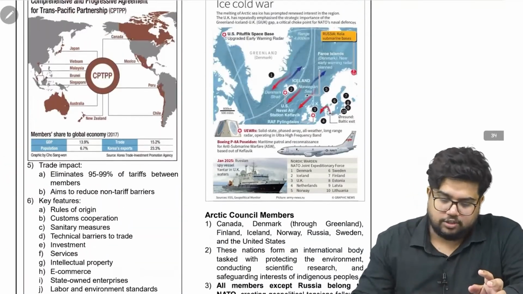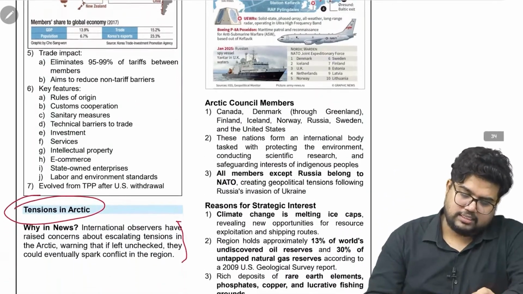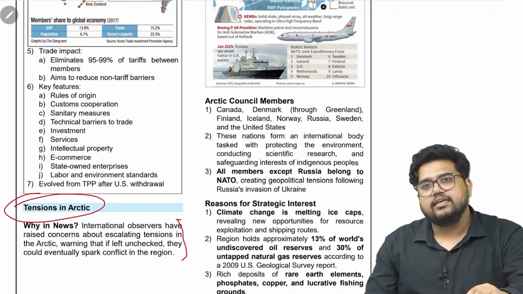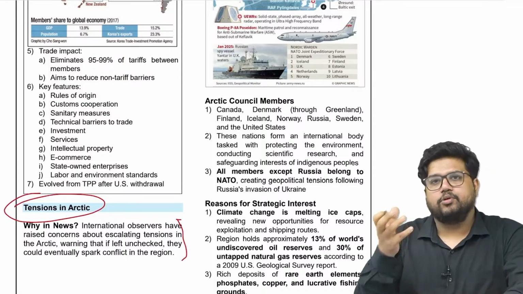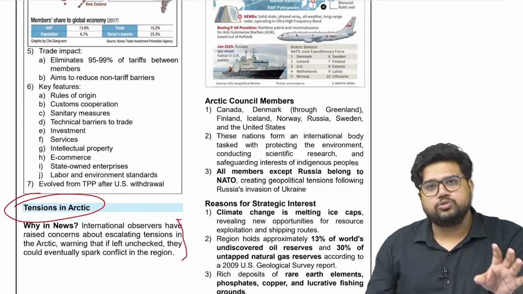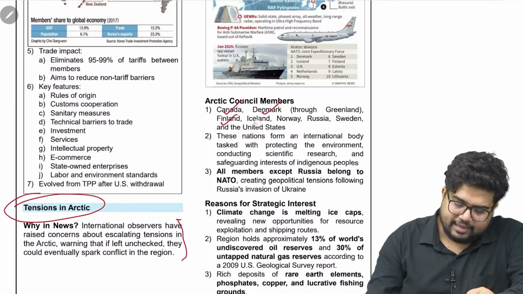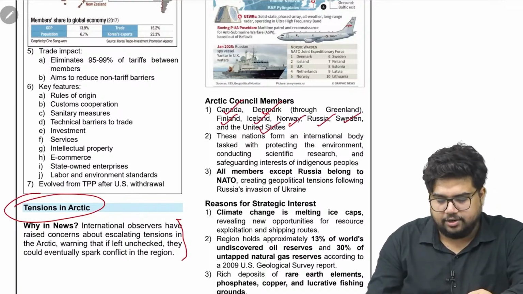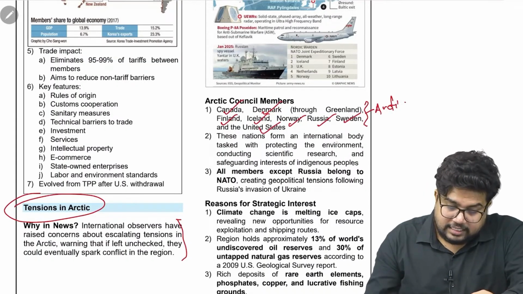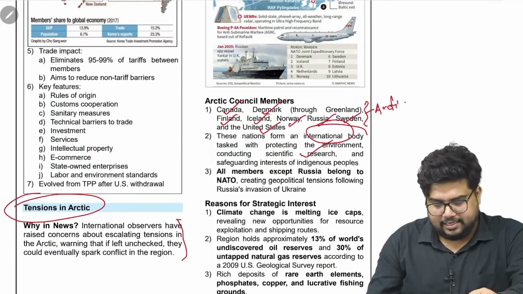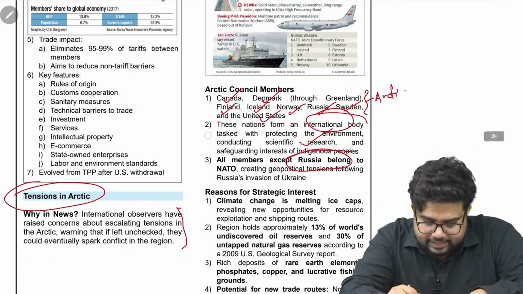But if a question comes, there are two things: a value-addition diagram you should be ready with, and in this diagram you should show these countries and where they are, like Alaska part of the USA, Siberia of Russia, Greenland of Denmark. These areas, and some important seas and straits, you should show in your map. Which are the countries? Canada, Denmark, Finland, Iceland, Norway, Russia, Sweden and the United States. These are the Arctic Council states. These nations form an international body protecting the environment. All are NATO members except Russia. So this is again becoming a source of conflict.